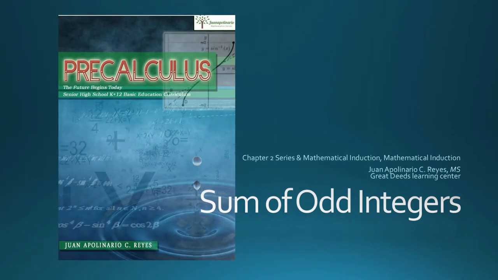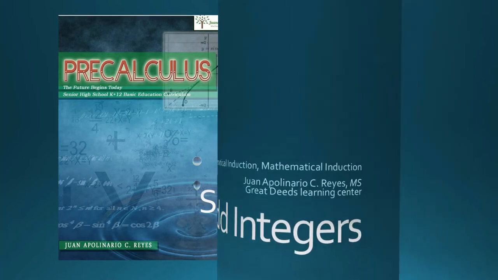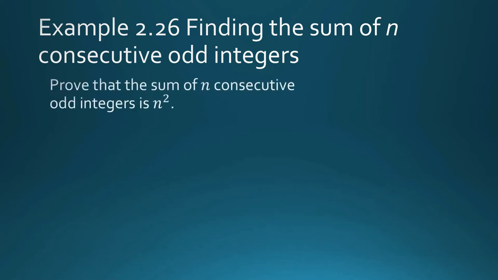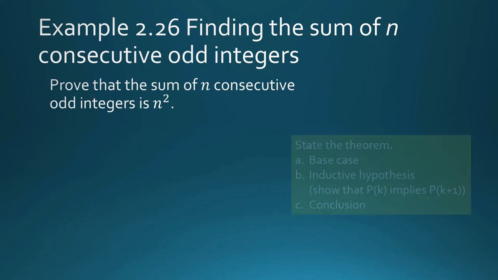In this video, we will prove a theorem using the principle of mathematical induction. Example 2.26. Finding the sum of n consecutive odd integers. So what is the sum of n consecutive odd integers? Well, there is a theorem for this. It's equal to n squared. We shall prove this using mathematical induction.